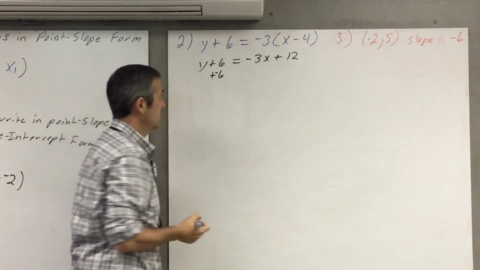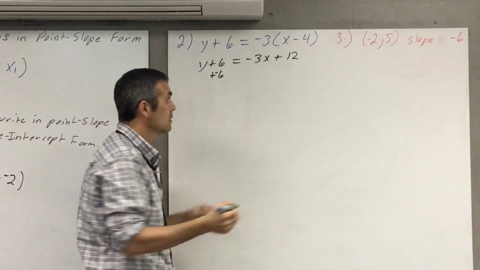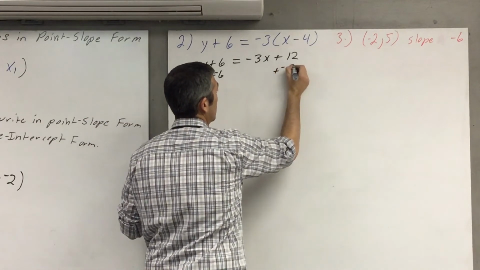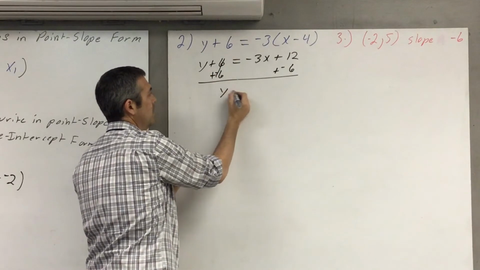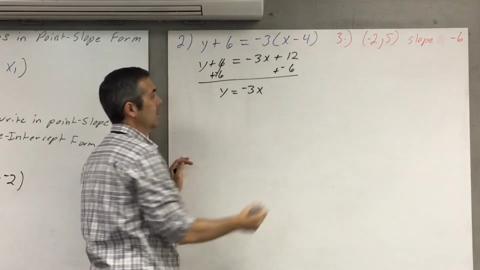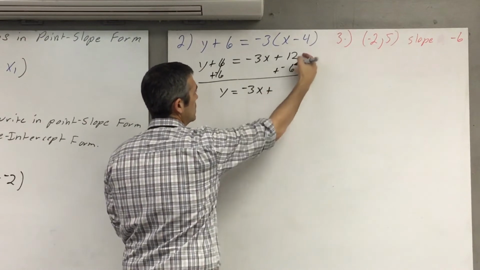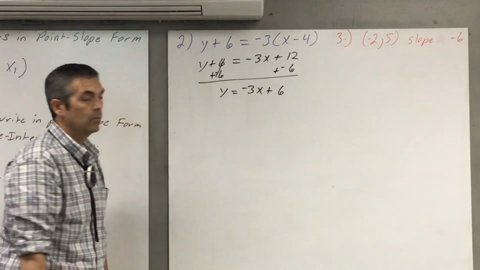I like to say add the inverse because that makes more sense to me. You could just subtract out 6, that's the same thing. Okay, that'll get rid of this. You get y equals negative 3x plus 12 plus negative 6, slope-intercept form, right there.